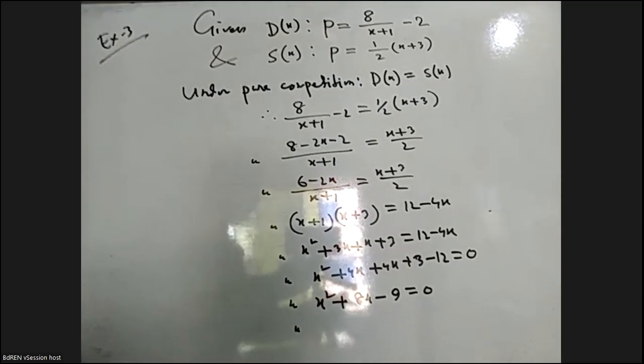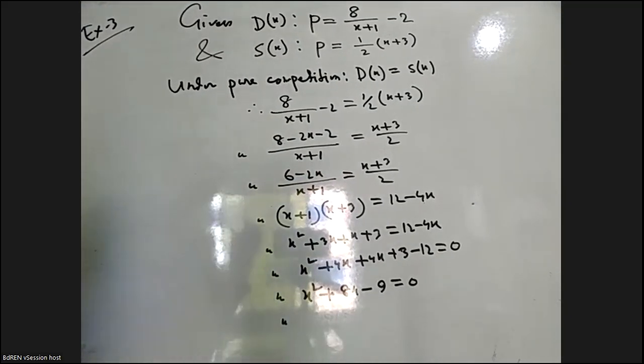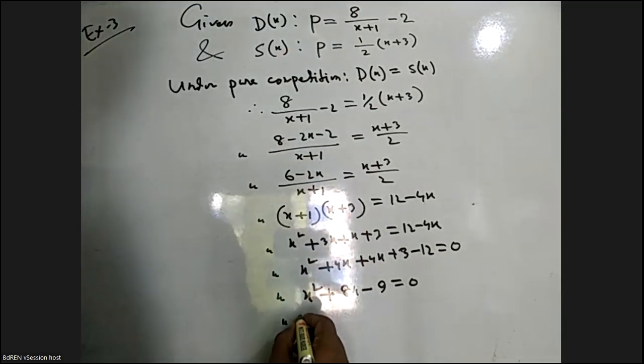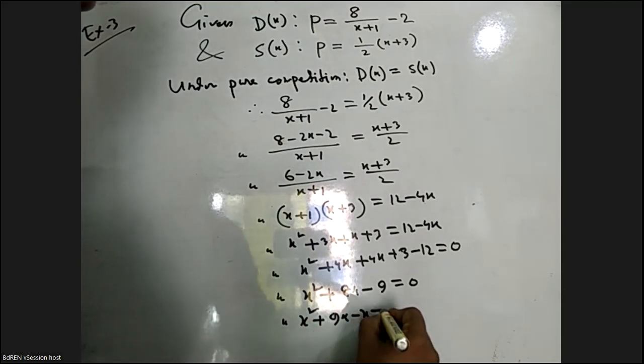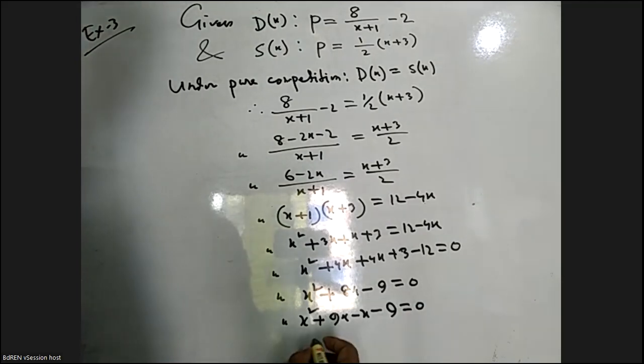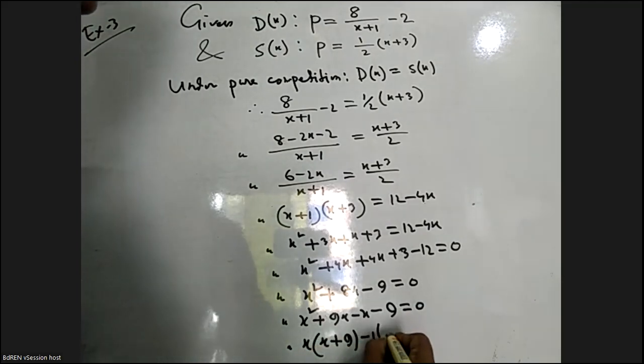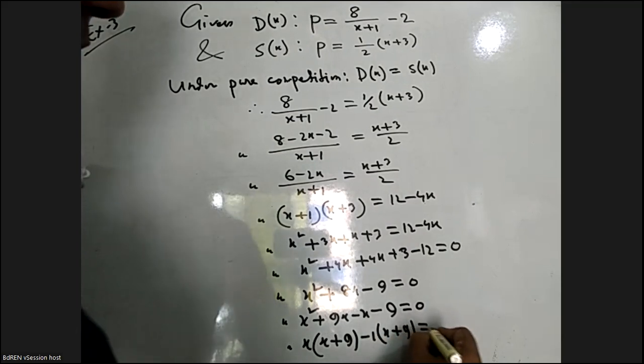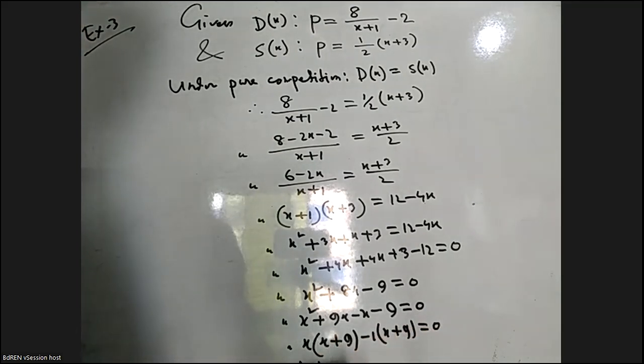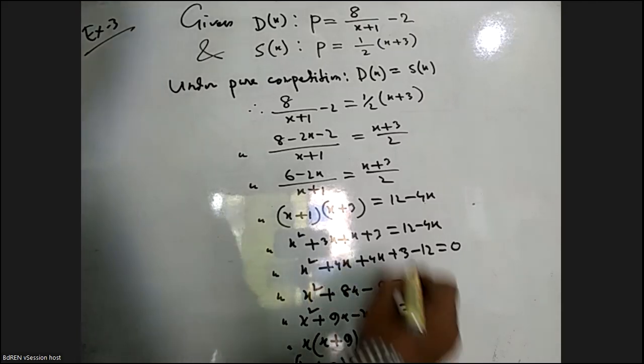By factorizing, we can write the middle term as plus 9x minus x minus 9 equals to 0. x will be common, x plus 9; minus 1 will be common, x plus 9. So we get x plus 9, x minus 1 equals to 0.